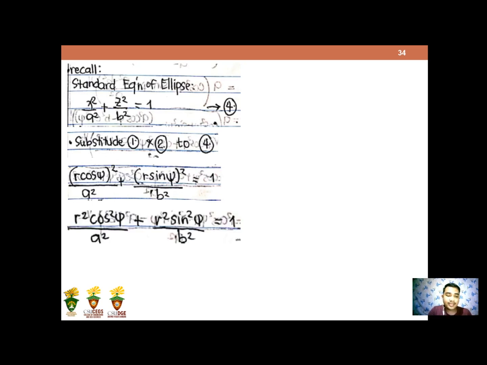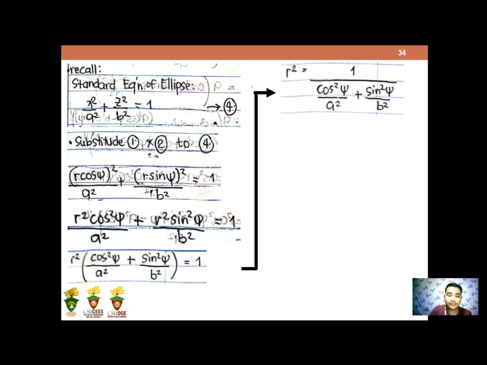So if we distribute the squared, it becomes r squared cosine squared geocentric latitude all over a squared plus r squared sine squared geocentric latitude over b squared is equal to 1. And we take out r squared since it is common to both. Therefore the equation becomes r squared times the quantity of cosine squared geocentric latitude over a squared plus sine squared geocentric latitude over b squared is equal to 1.